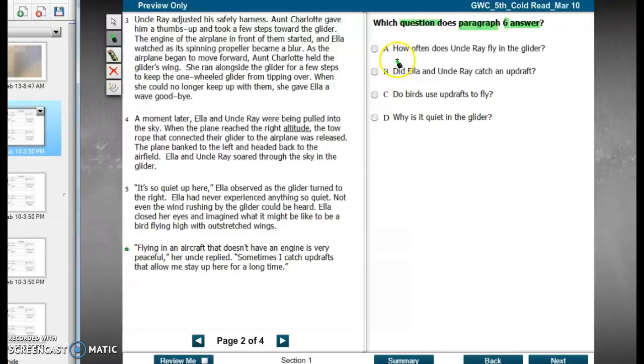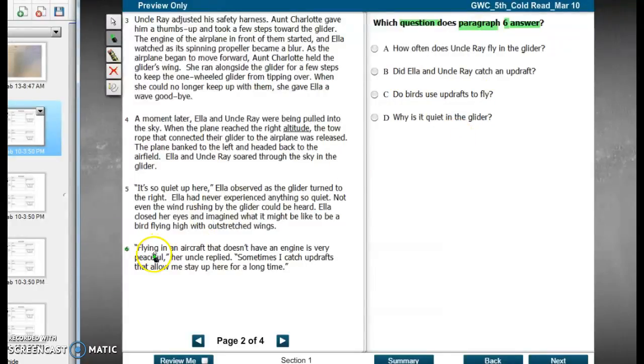So let's read the questions first. A, how often does Uncle Ray fly in the glider? So we need to be looking for how often. Once a week, once a month, twice a week, every 5 minutes. B, did Ella and Uncle Ray catch an updraft? Okay, so we need to be looking for yes or no somewhere in there that they caught an updraft. C, do birds use updrafts to fly? We need to be looking for the answer to that. D, why is it quiet in the glider? And you have to be very careful with these to make sure you are specifically answering that question.